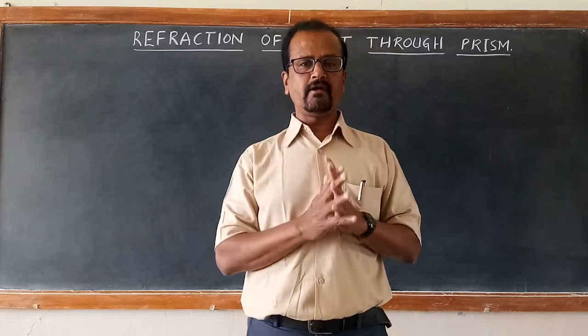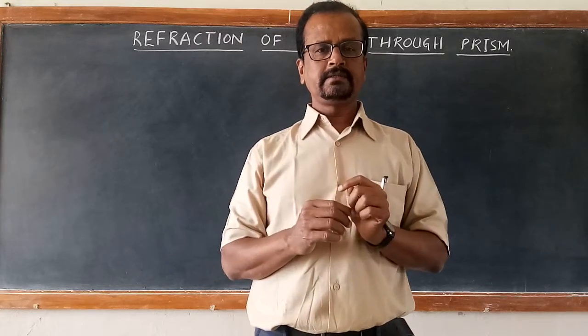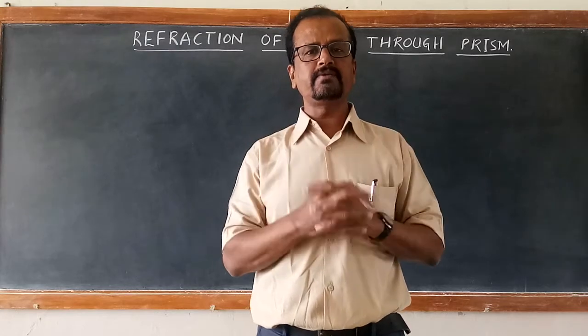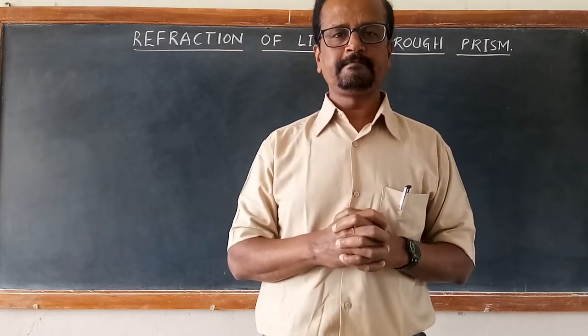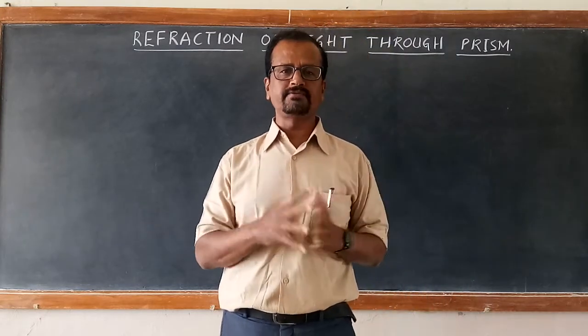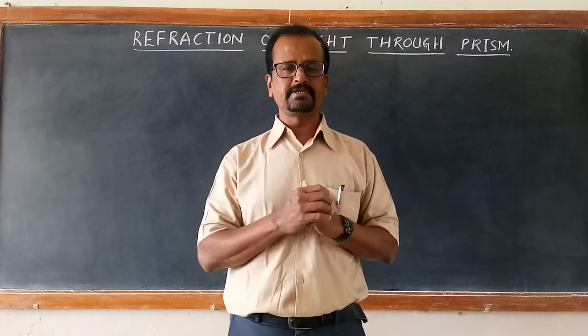And this phenomenon of splitting up of sunlight into its 7 colors was termed as dispersion. This phenomenon is termed as dispersion. The cause of this dispersion is the refraction of light through the prism.